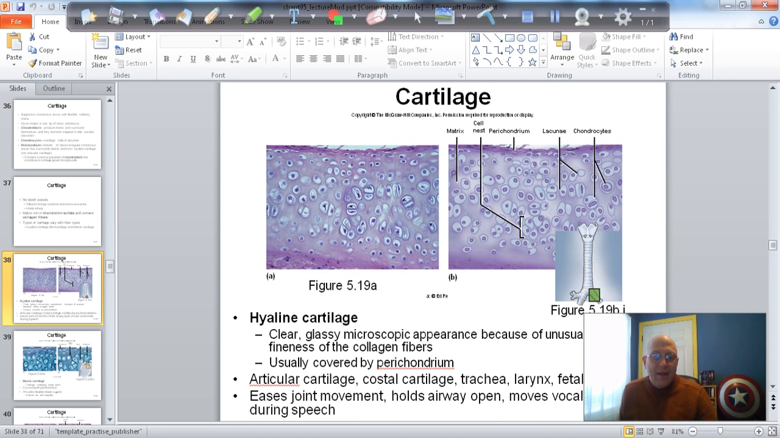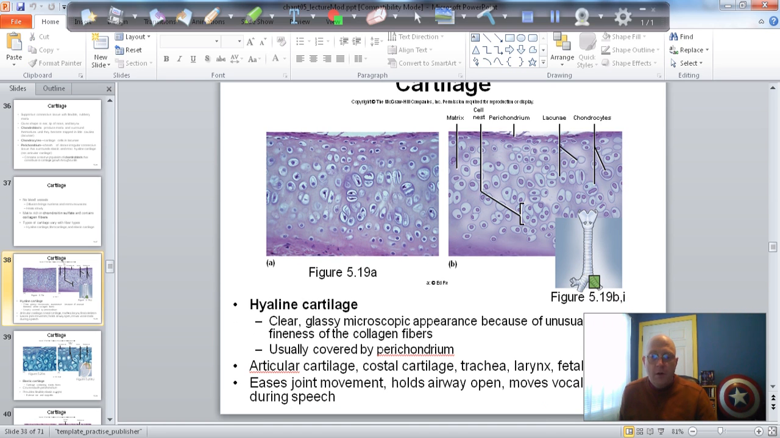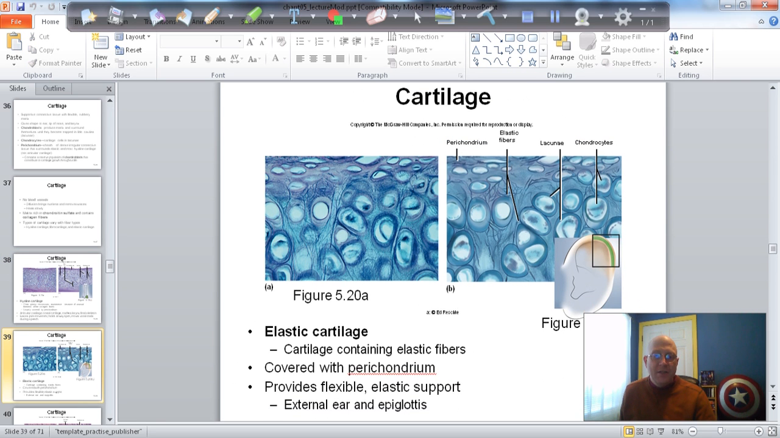Right? And so that's what I have down here. Articular cartilage at your articulations, aka your joints. Costal cartilage at your ribs, trachea, larynx, so those are the ones here in your neck. All of that is hyaline cartilage. But medium toughness, medium elasticity. As opposed to elastic cartilage.